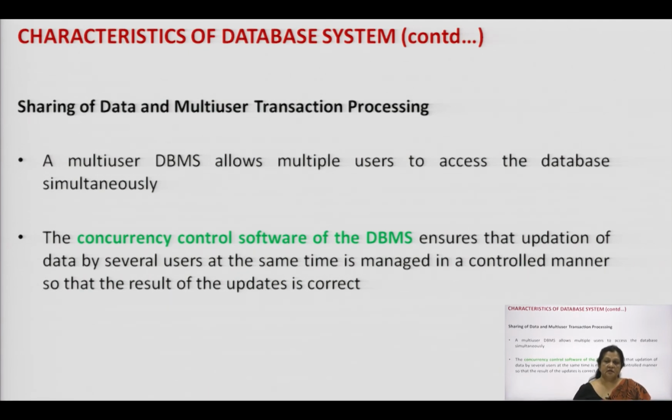The same is true for a college system. There are a number of students who may be accessing the data at the same time. At the same time, the faculty may be accessing the data, and so on. It is the concurrency control system of the database management system that ensures that the updation of the data by several users at the same time is managed in a controlled manner, so that the result of the updates is always correct. When any user makes an update to the data, it is important that this update is reflected everywhere and to everyone.